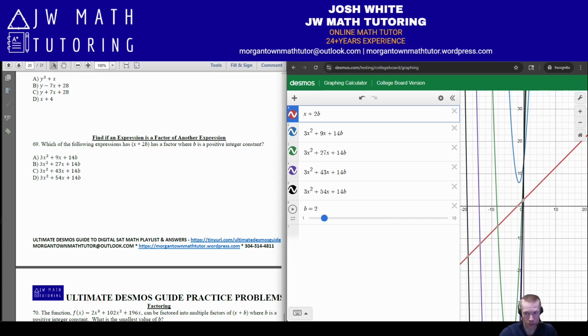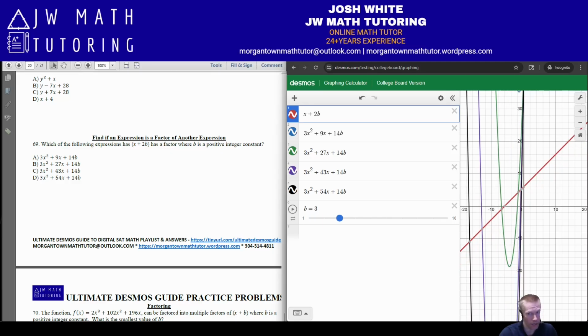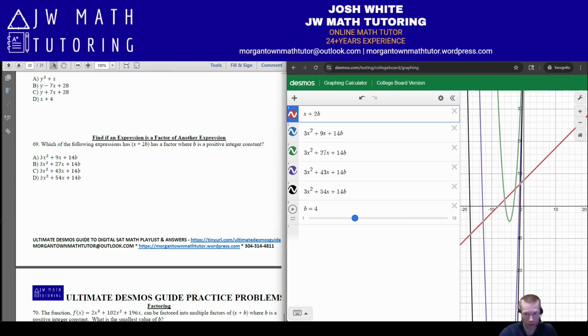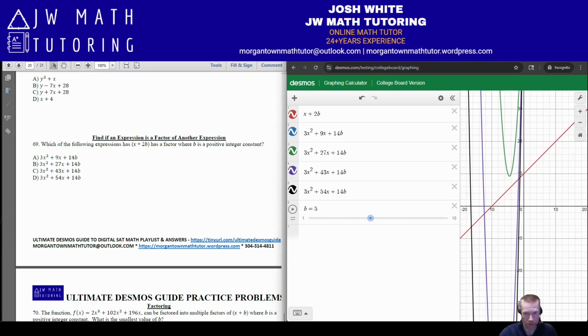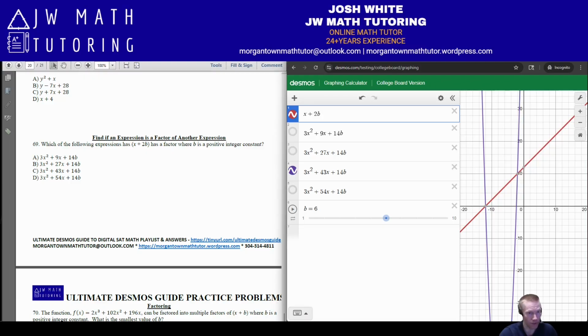So then I would go to 2, and I have nothing. Then I would go to 3, and I still have nothing. Then I would go to 4, nothing. 5, still nothing. 6, notice right here, I see the red one intersecting the purple one. So this is going to be our correct answer. Right here, it's letter C, 3x squared plus 43x plus 14b.